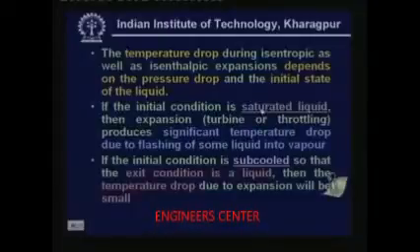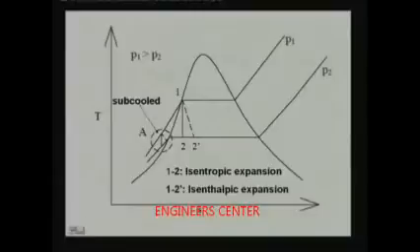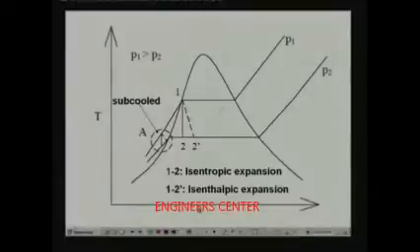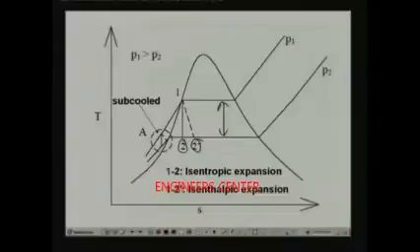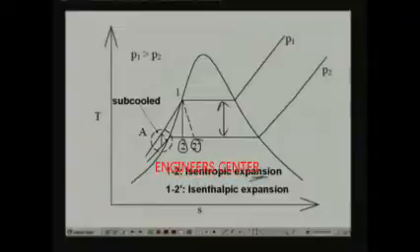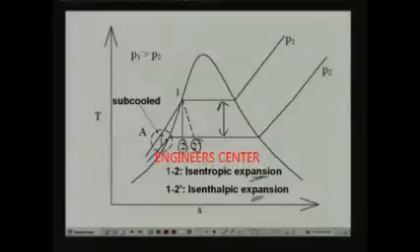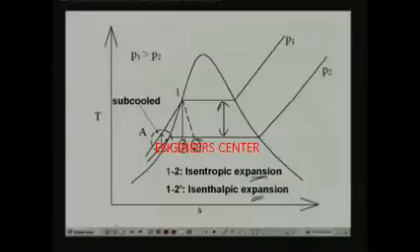Another thing I would like to point out is that the temperature drop is the same whether you use a turbine, that means process 1 to 2, or 1 to 2 dash, right. That means for the given pressure drop, the temperature drop will always remain the same irrespective of the device. That means irrespective of whether you are using a turbine or a throttling device, as long as the final condition lies in the two phase region.